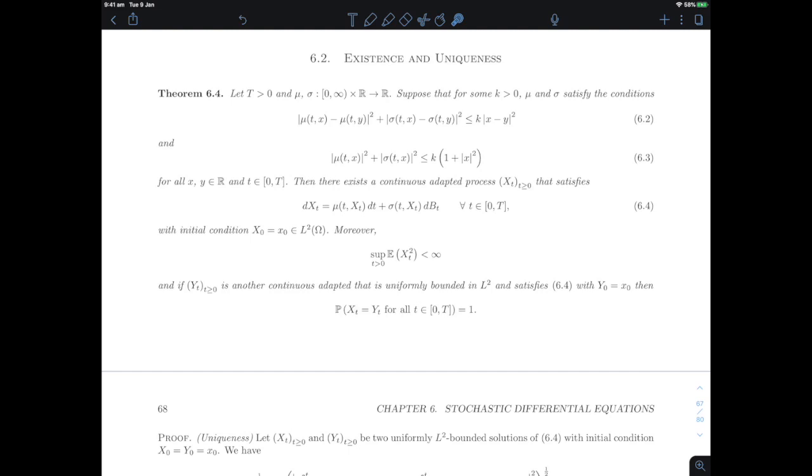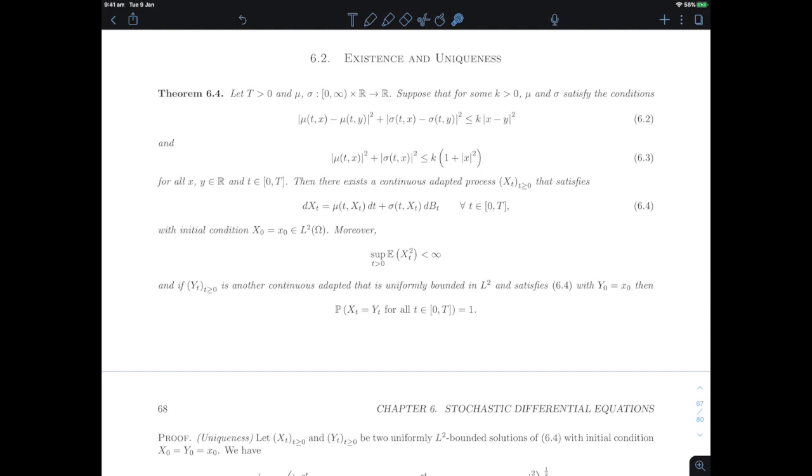And you can do that for any initial data, and initial data at t equals 0 is still going to be a random variable, potentially, so any initial data in L2 of omega, right? So you give yourself any initial data X(0) in L2 of omega, and you can find a solution to the integral equation X(t) equals X(0) plus the integral of mu(s,X_s) ds plus the integral of sigma(s,X_s) dB_s.